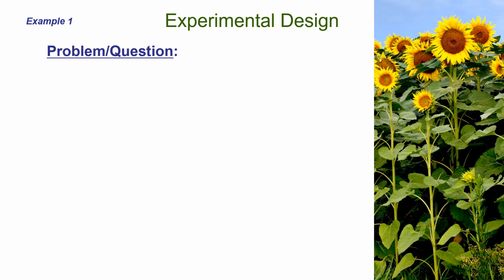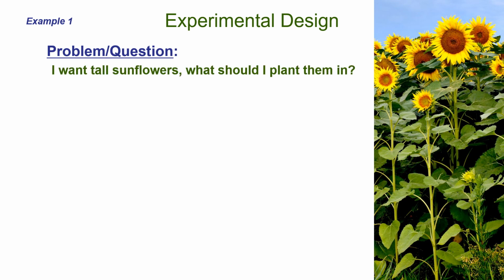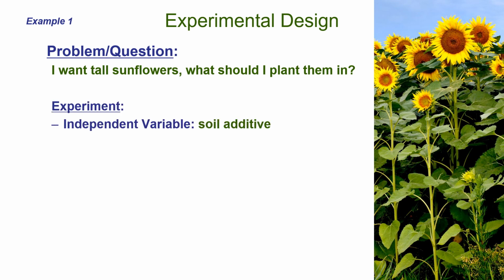So to summarize, for our little experiment here, again, our problem was, how do we get taller sunflowers? Our question is, what should we plant them in? Our experiment had an independent variable, that was whether or not we added anything to the soil and what we added to the soil. We had a dependent variable, that was what we measured. That was the height of the sunflowers, and hopefully that differed based on the independent variable.